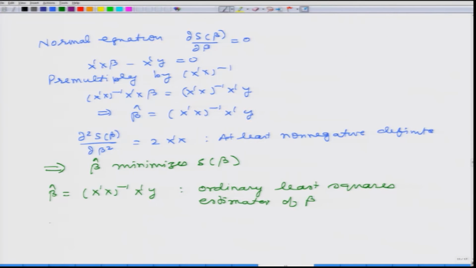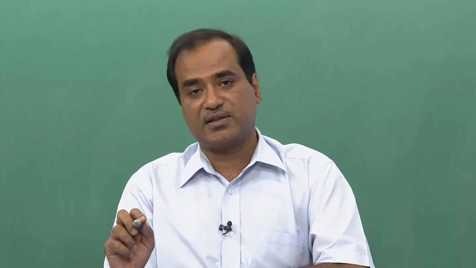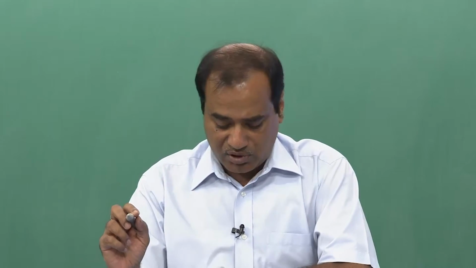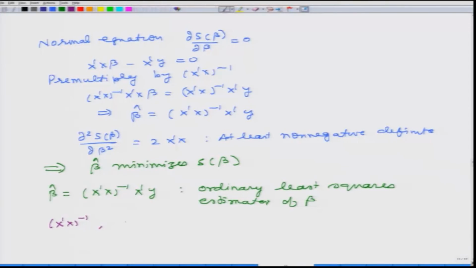One thing we need to note here is the following: we are going to use the term X transpose X whole inverse. How do we ensure whether this inverse will always exist or not? If you recall, we had made an assumption that the rank of the X matrix is equal to k. This was a full column rank matrix.